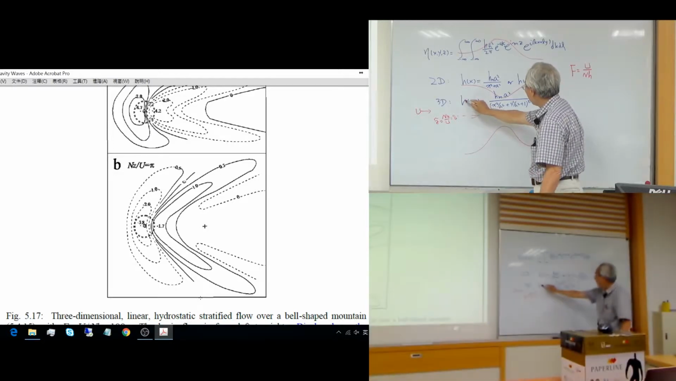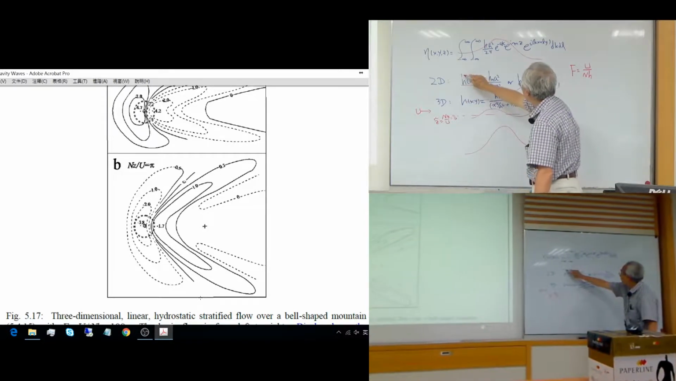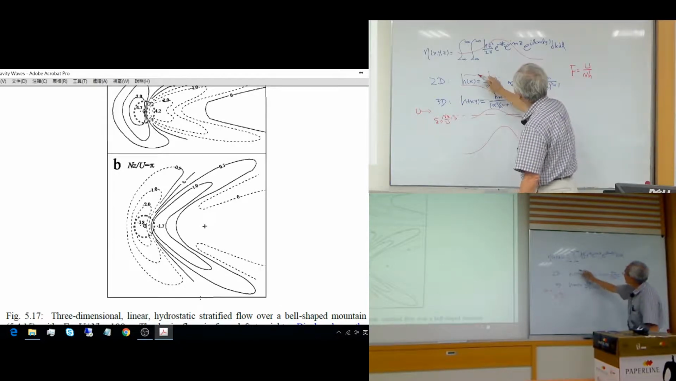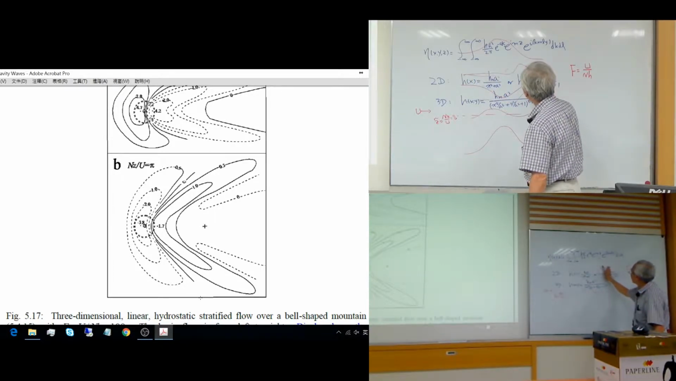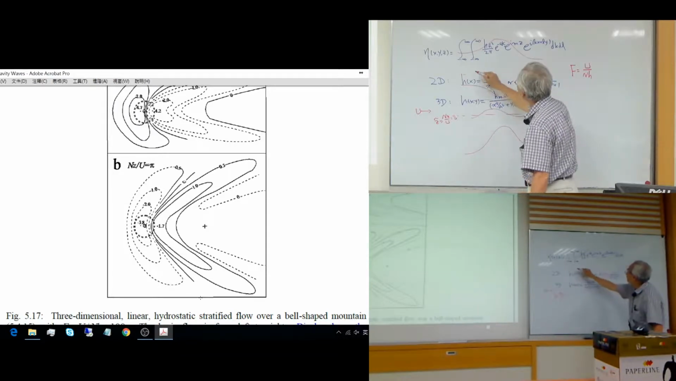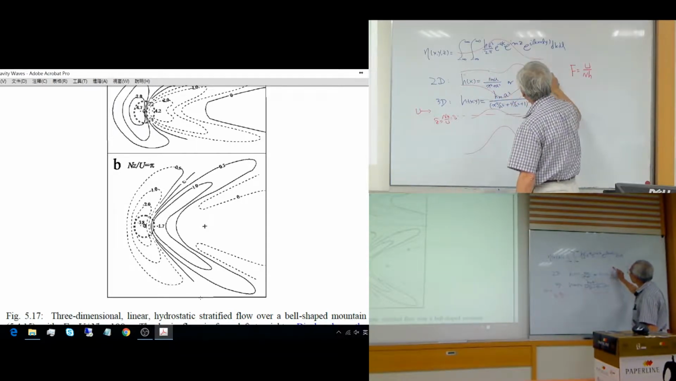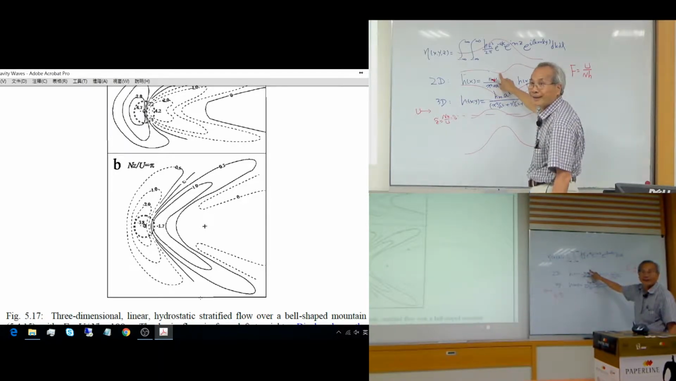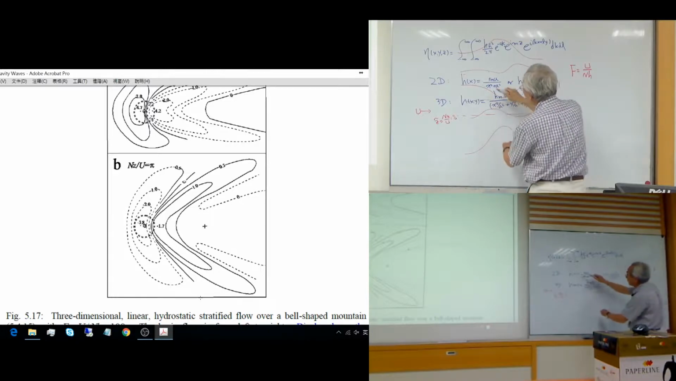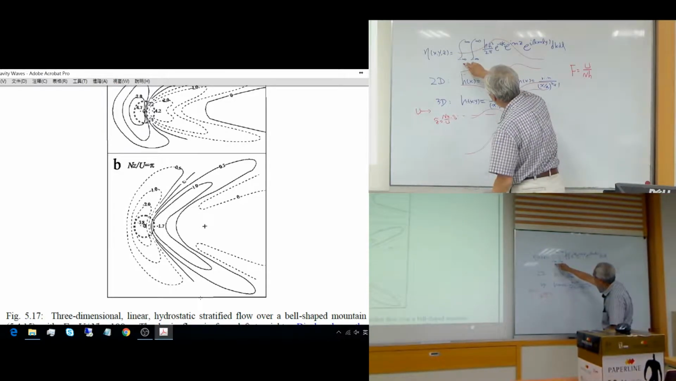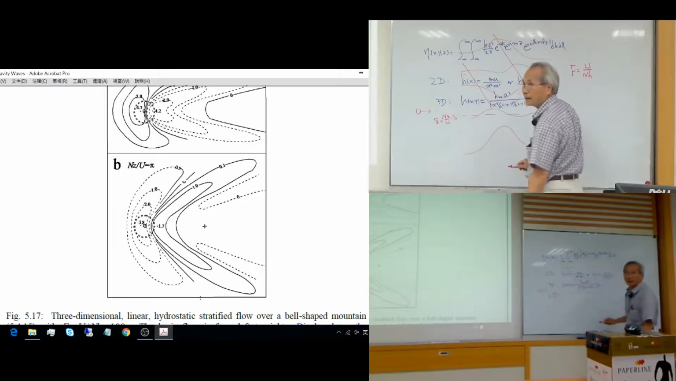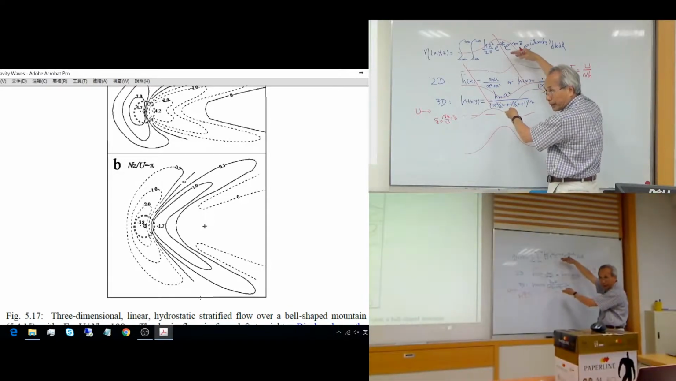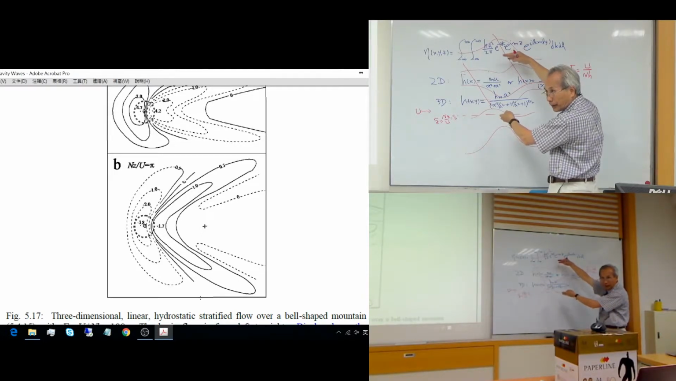So here the flow will be like this, and then the flow will be like this. Over the mountain, you get downward motion and then upward motion. It's because you have the phase tilt. You first tilt like this, you first tilt like this. And the disturbance is repeating itself with height.